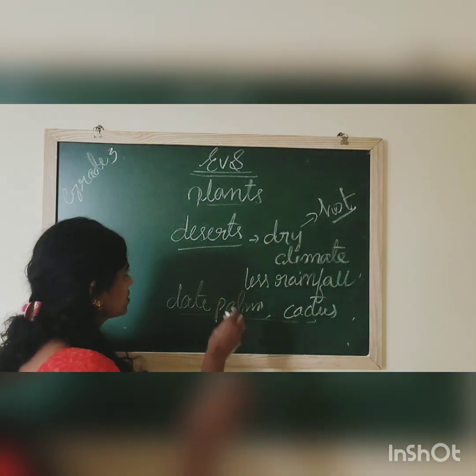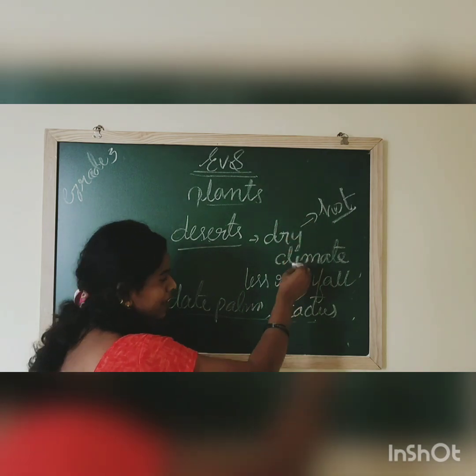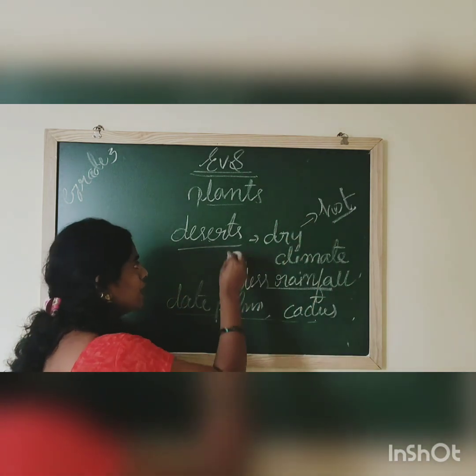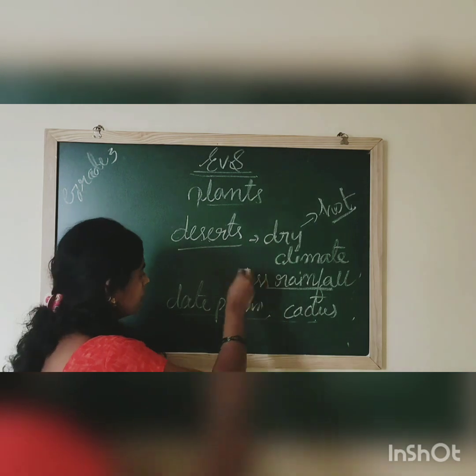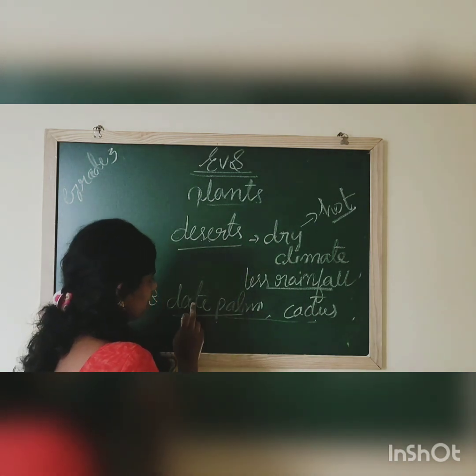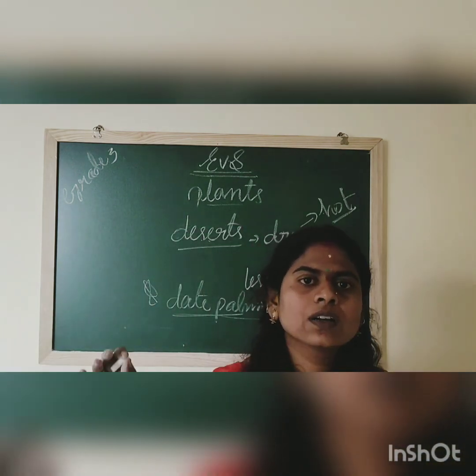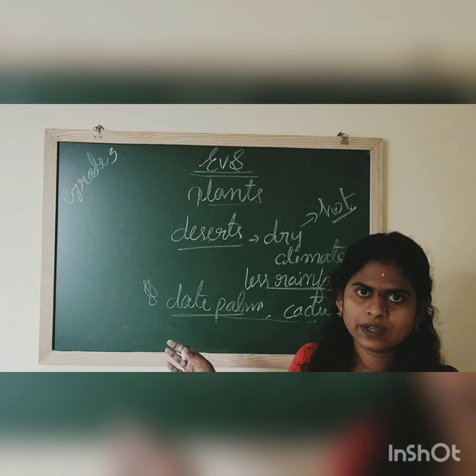I'll repeat once again. So in the desert, there is a hot and dry climate and less rainfall. During this climate, the types of plants which grow in desert climates are date palms and cactus. So this is about the desert plants. Okay, next.